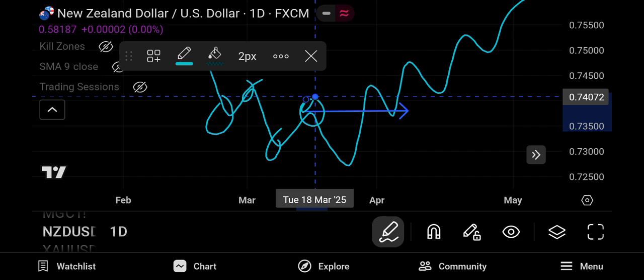And what are our significant highs and lows? They are our lower lows, lower highs, higher lows. Okay. Now this is when there's a shift in the trend.